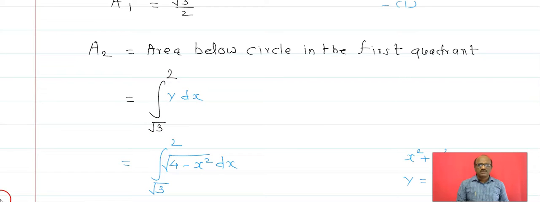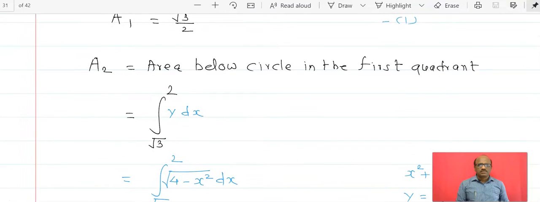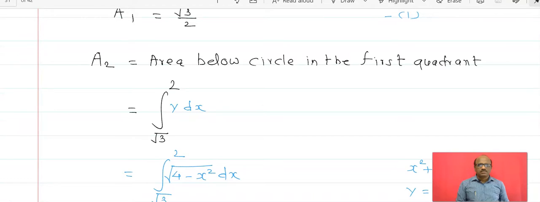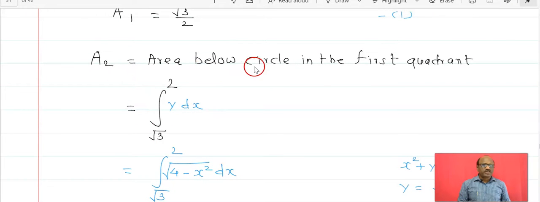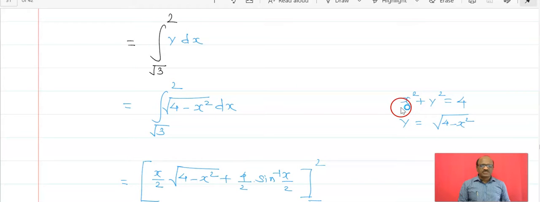Now see this here. A2 is equal to the area below the circle in the first quadrant, and therefore the integral with x varying from root 3 to 2 of y dx. The equation of the circle is x square plus y square is equal to 4. Therefore y square is equal to 4 minus x square, that is y is equal to root of 4 minus x square.